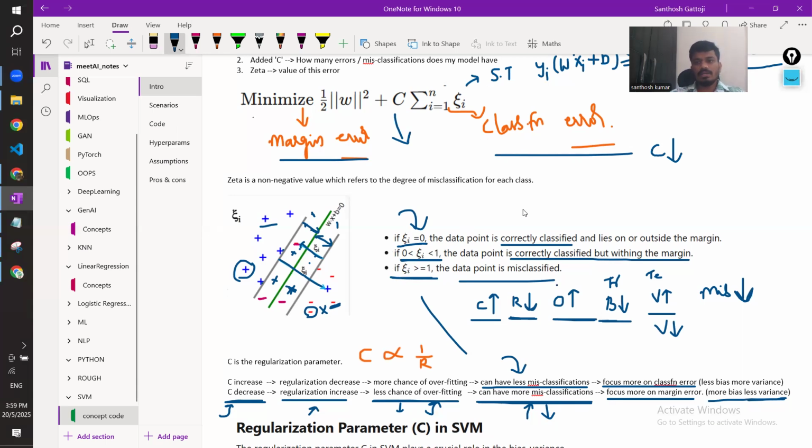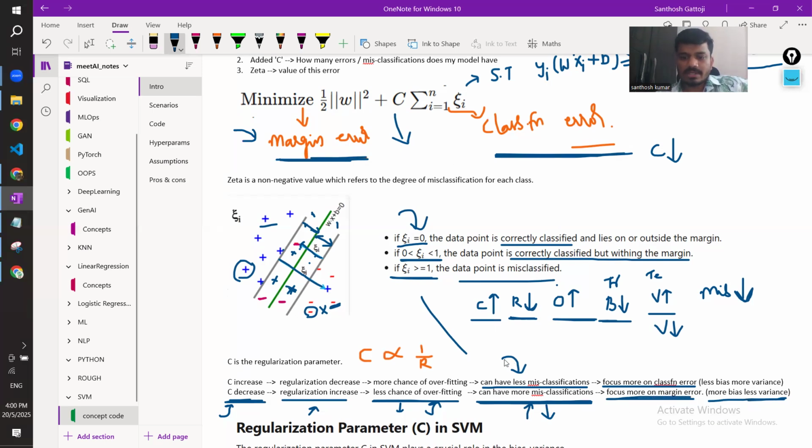So the focus is shifting onto the margin error, because clearly when I'm saying C is decreasing, I'm okay with some more misclassifications. When I'm okay with misclassifications, I'm not focusing much on this error. I'm focusing only on the margin. I just want to separate the support vectors maximally. Even if there are a few misclassifications, I'm okay. That's what I'm saying.